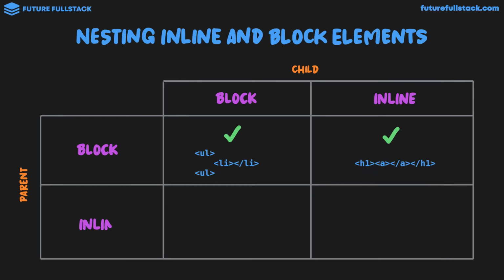Moving on to an inline parent and a block child. An example of this would be heading tags inside anchor tags. This is not valid, we can't do this. And the final example is inline parent and inline child. An example of this would be an image inside anchor tags. This we can do, it is valid.